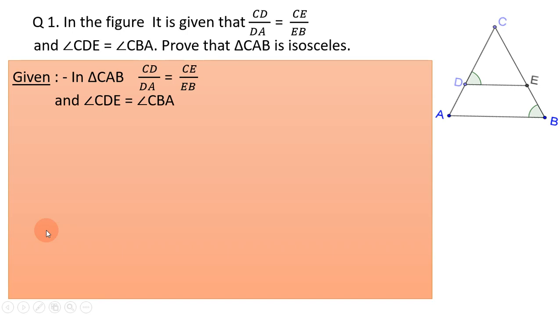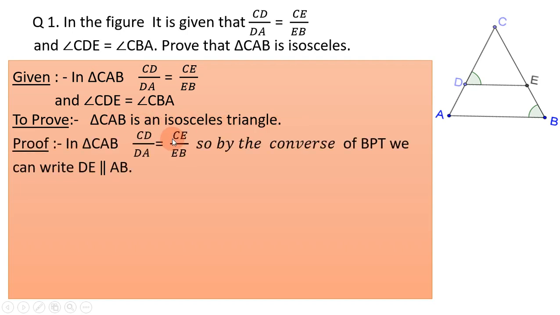So we have given in this triangle CAB, CD upon DA is equal to CE upon EB and angle CDE is equal to angle CBA, and we have to prove triangle CAB is an isosceles triangle. So let's start the proof.